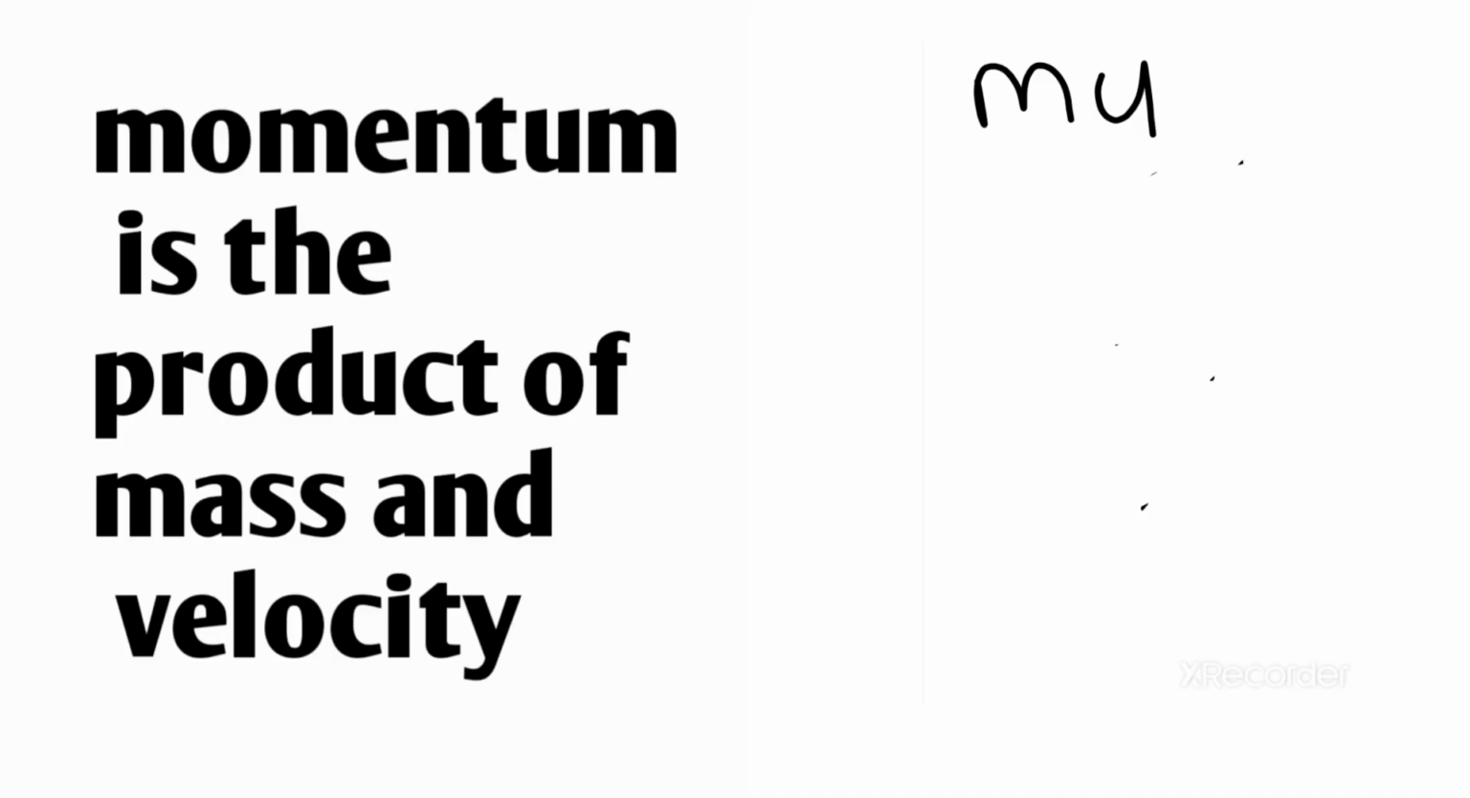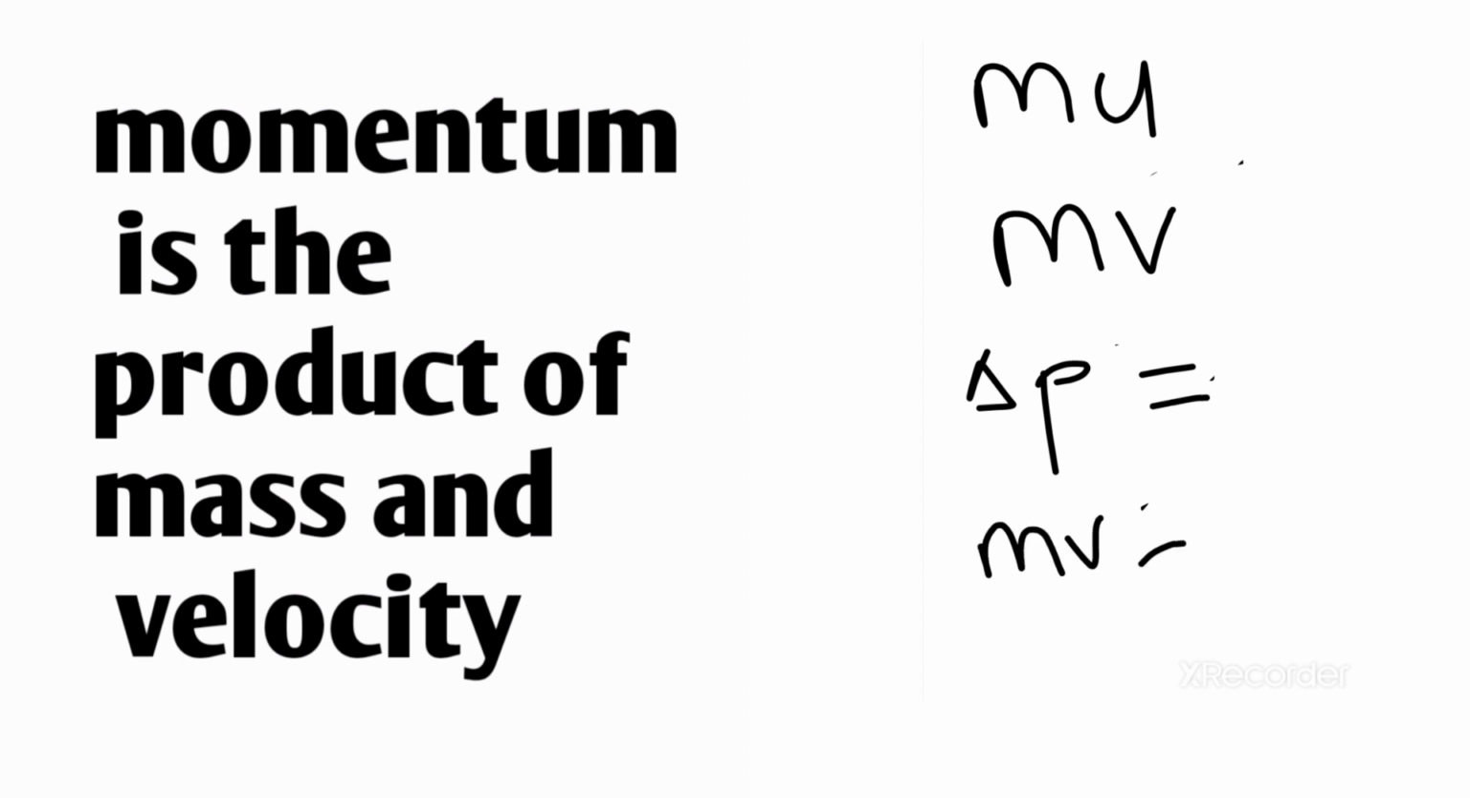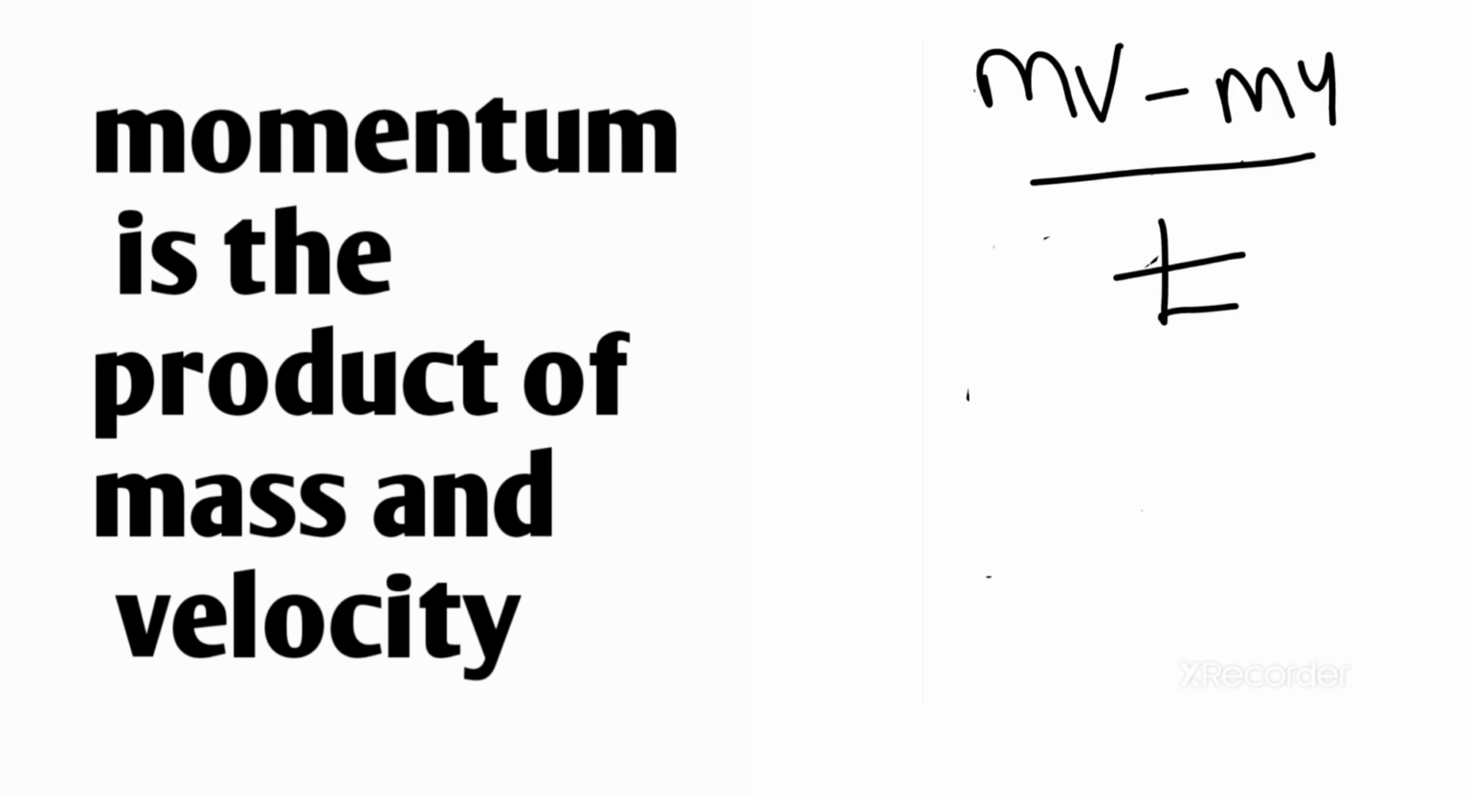Impulse of a force is the product of force and time, F times t. Then the final momentum is the product of mass and final velocity v. So we have the change in momentum. The change in momentum will be equal to mv minus mu, that's final momentum minus initial momentum. This is the change in momentum, and dividing by time gives the rate of change of momentum.